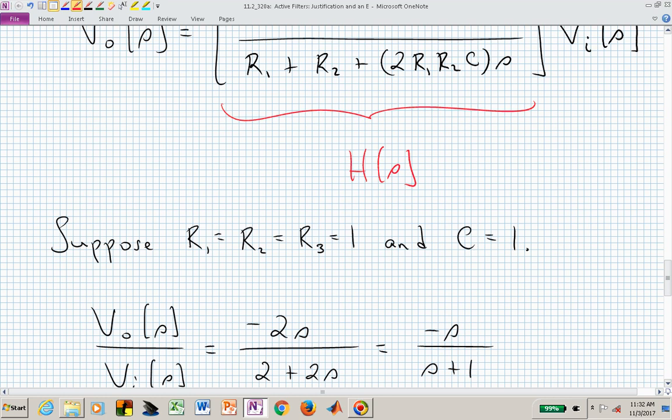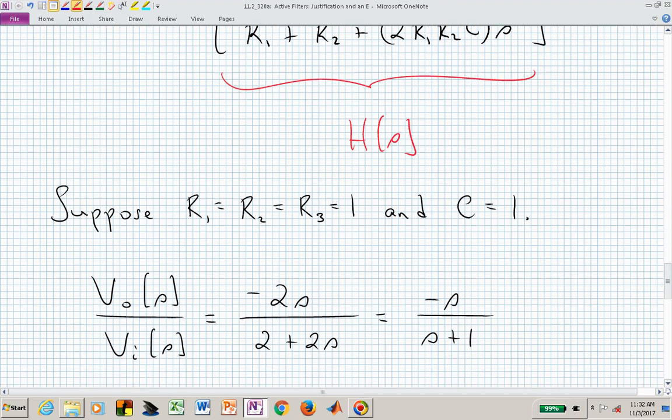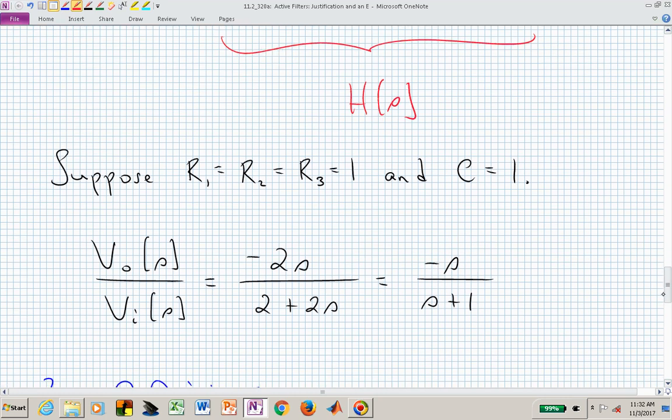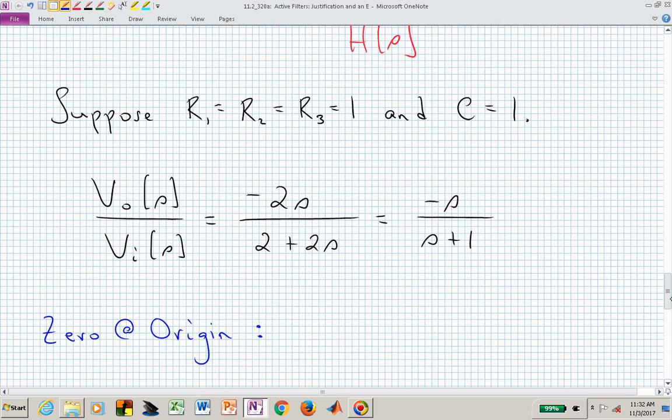Realistically, maybe these aren't very reasonable, but let's go ahead and just use those values so that we can understand what kind of a filter we now have in front of us for this active circuit. We can cancel the 2s. We had all 2s in every term, so now we have this transfer function minus s over s plus 1, and this you should start to feel warm and fuzzy about because you know how to really see the magnitude or the Bode plot associated with that particular combination of poles and zeros.